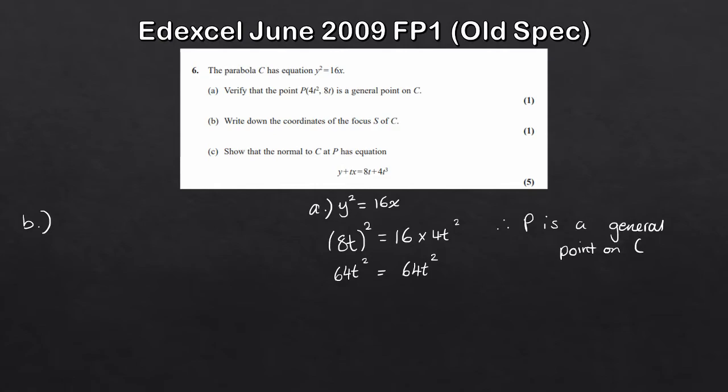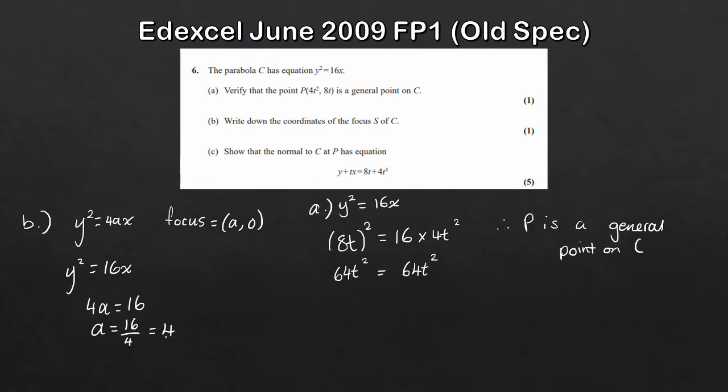So again, just like the last one, you've got your general equation, and the focus is (a, 0). So now, using your general equation, compare it to what we've got. So we've got y squared is equal to 16x. Well, in that case, what we're saying is 4a is equal to 16. So we've just got to solve this now. a will be 16 divided by 4 to give us a equals 4 there.